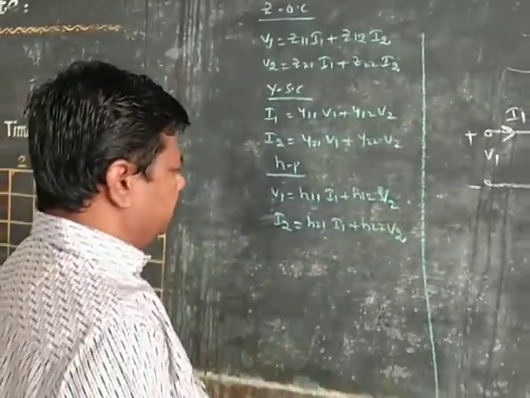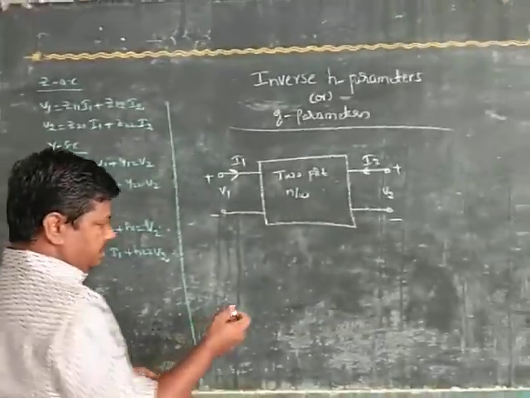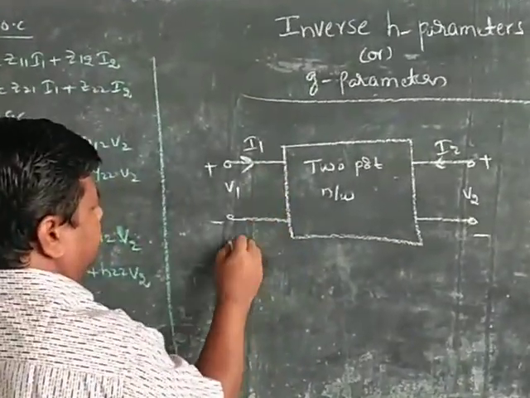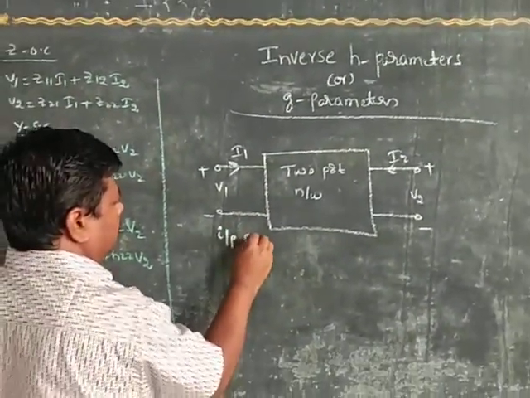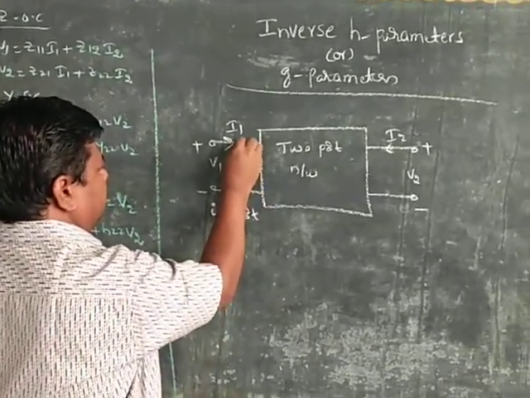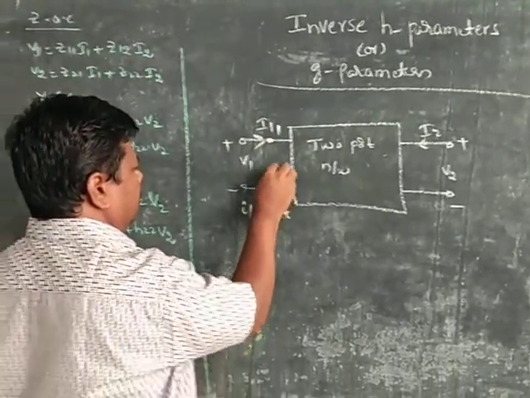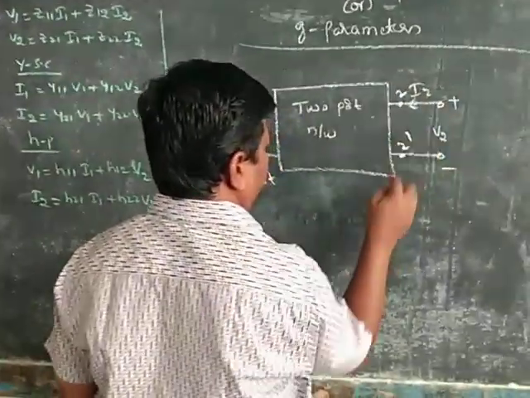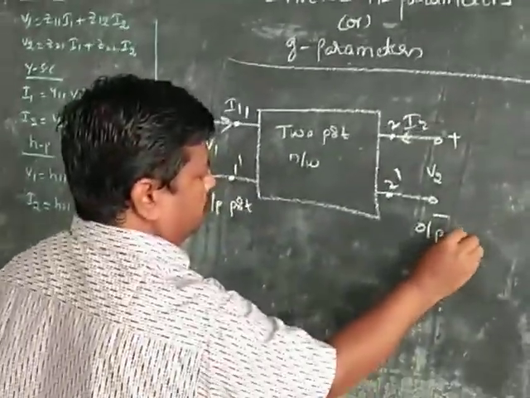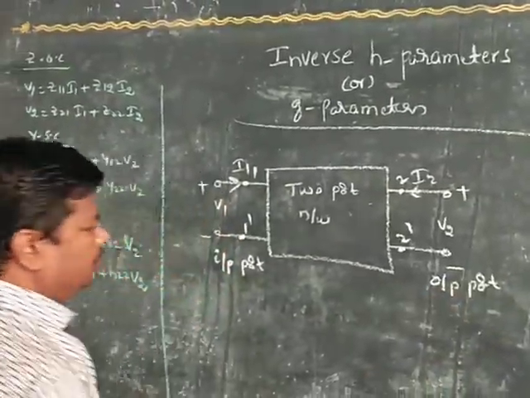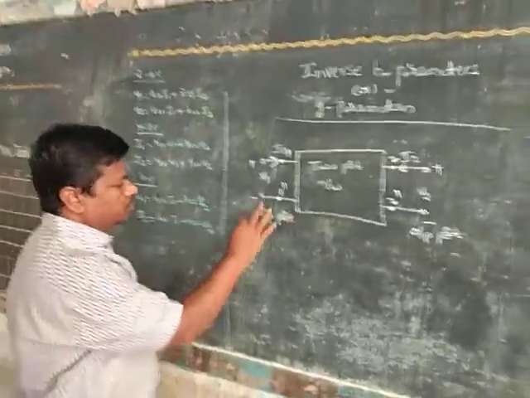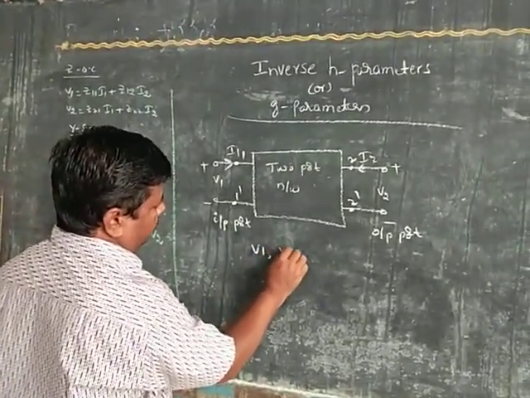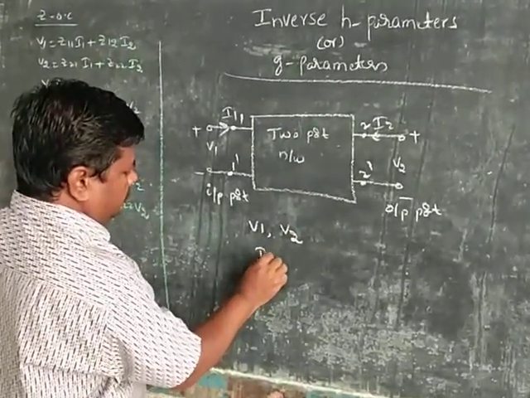Now here in inverse H parameters, this is a two-port network. Here it is the input port, with nodes 1 and 1 dash, and 2, 2 dash is the output port. Input port, output port. So total 4 variables: V1, V2, I1, I2.